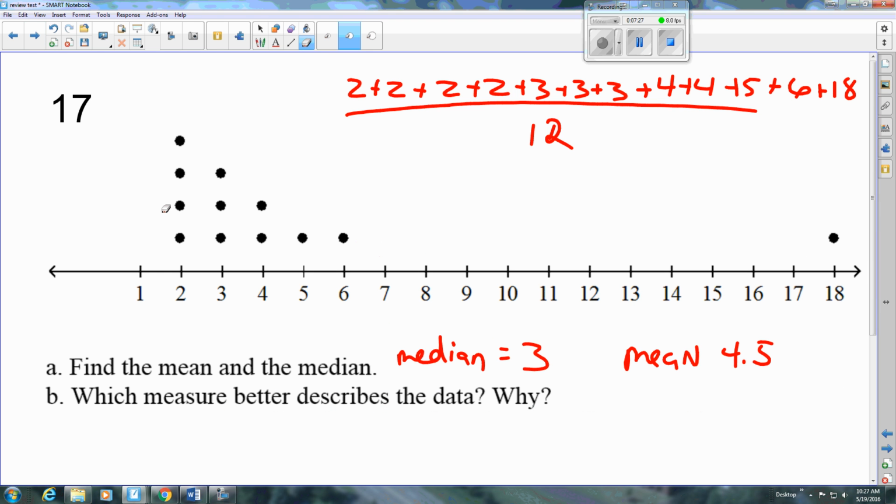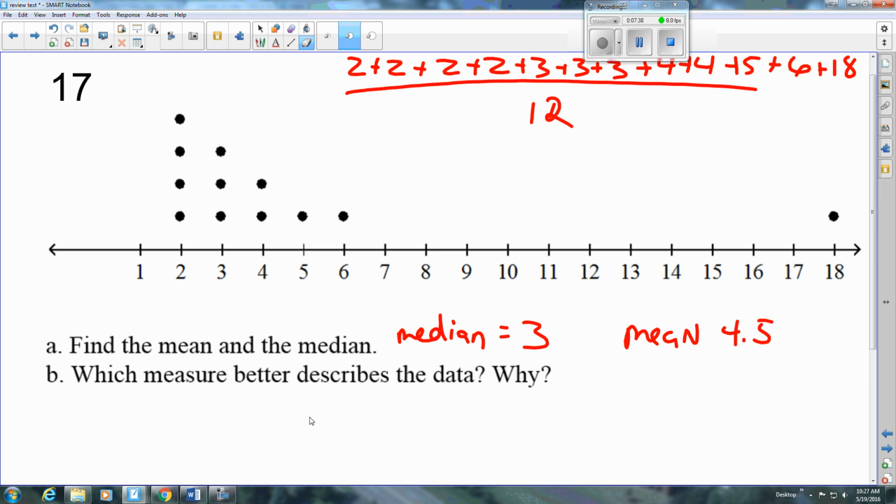Next question. Find the mean and the median. If you add them all up, then divide by 12, you get 4.5. The median is going to be 3. Which measure better describes the data and why? The median better describes the data because the outlier throws it off. And here's the outlier. I'll be honest with you, I missed this the first time I did it. Just make sure that you look at the whole chart. If it goes all the way up to 18, most likely they're throwing a number out there.